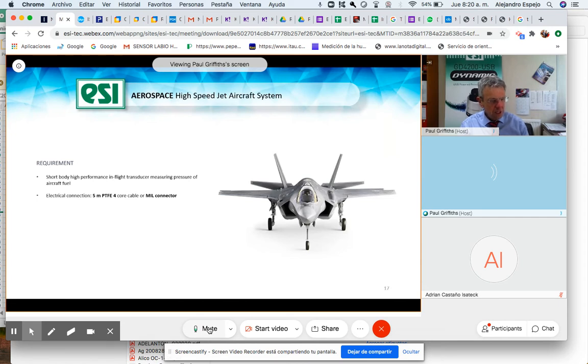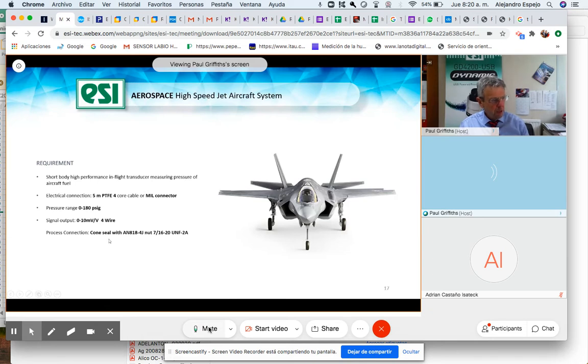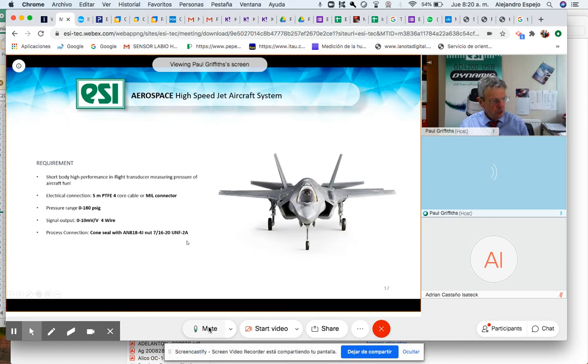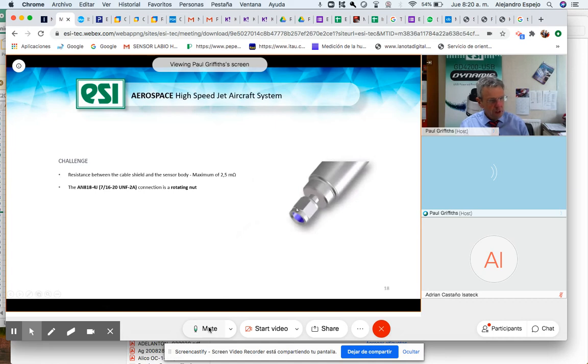So we take a fairly standard product and then make changes. So this one has a military connector, high temperature cable, pressure range of 180 psi. So it's very easy for us to make in between pressure ranges. It doesn't have to be a standard pressure range. It has a millivolt output and a special connector. As you'll see, it's a swivel connector.